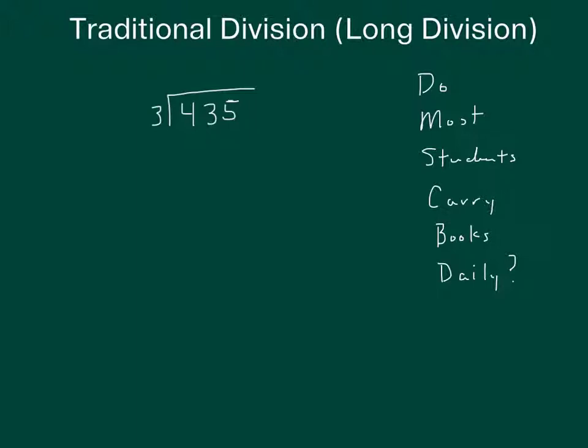And the steps to long division are: D is divide, M is multiply, S is subtract, C is compare, and the B and the D go together, and they stand for bring down. So divide, multiply, subtract, compare, bring down. Once you bring down, if you need to do more dividing, you go back up and start at the top and work your way down. It's just like a circle.